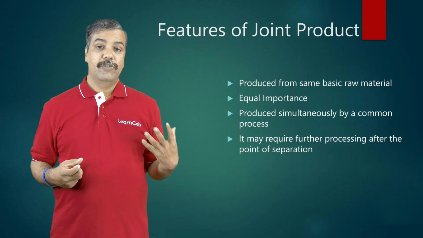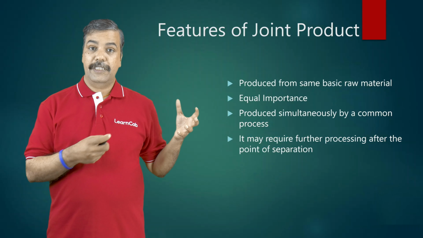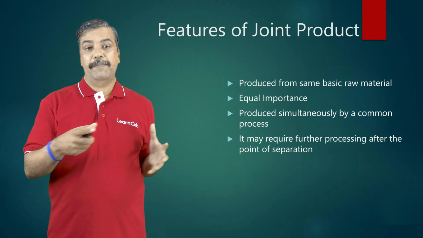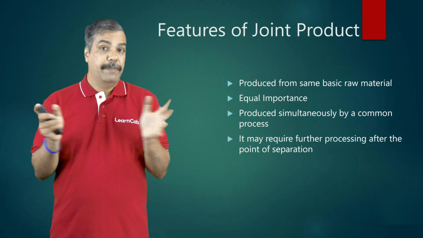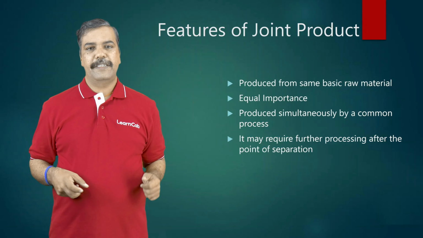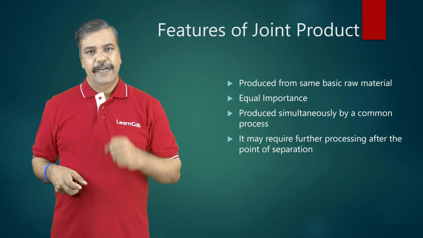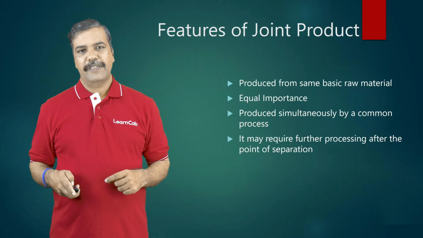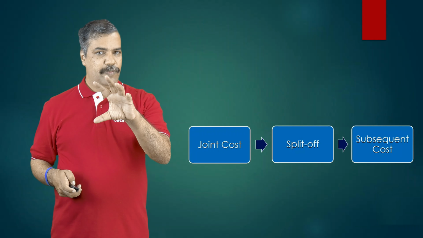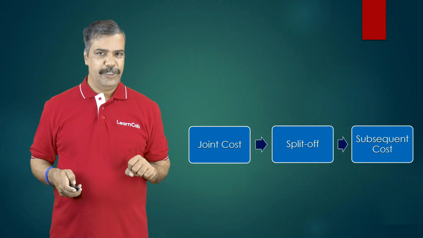But what do you do with the crude oil cost, which is the main thing coming into the process up to a certain stage, when the product emerges? That is where it's relevant: how do we apportion the cost? That is what we study in joint product costing. This is a very important thing which you need to remember.